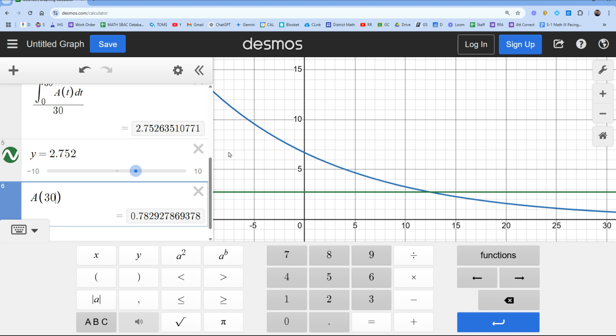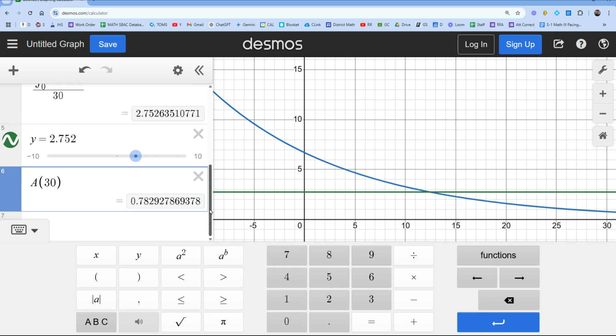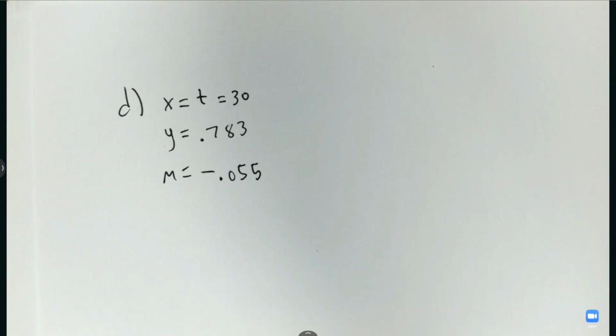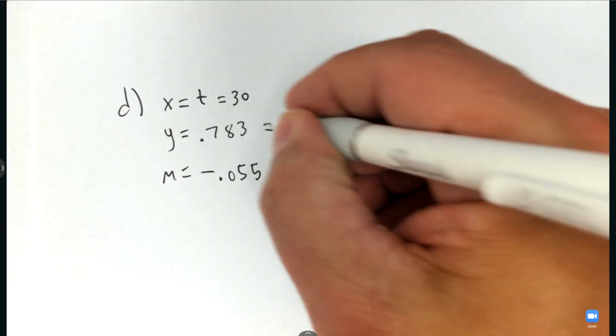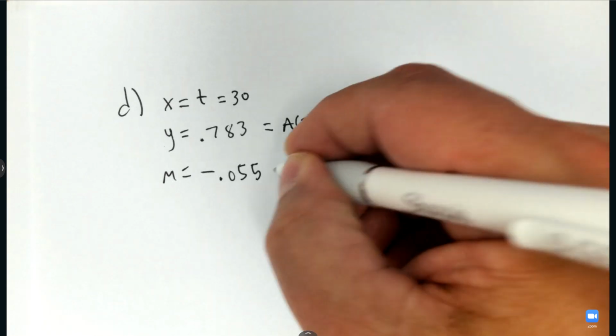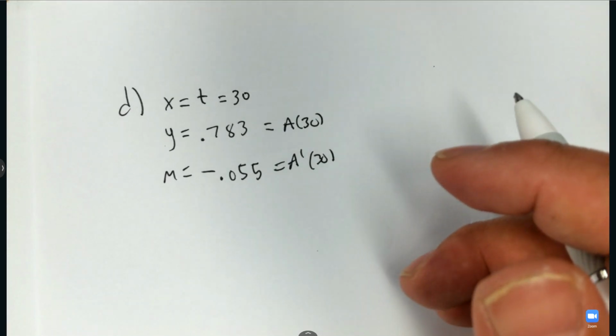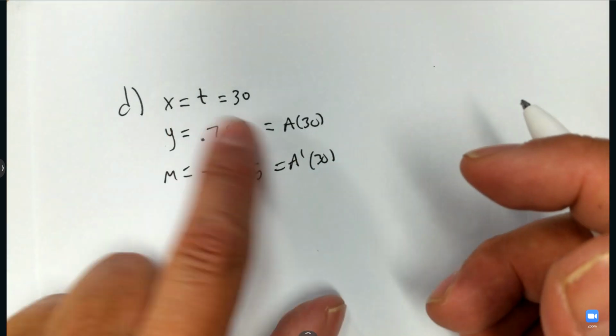Then m is the derivative. So I need to do the derivative at 30 for the slope. Do it again. There it is, which is negative 0.055 or 56. And now I have the values that I need. So recognize this is just A at 30, and this is the derivative at 30. So I'm finding a linear approximation of the derivative. So I'm just following the steps.